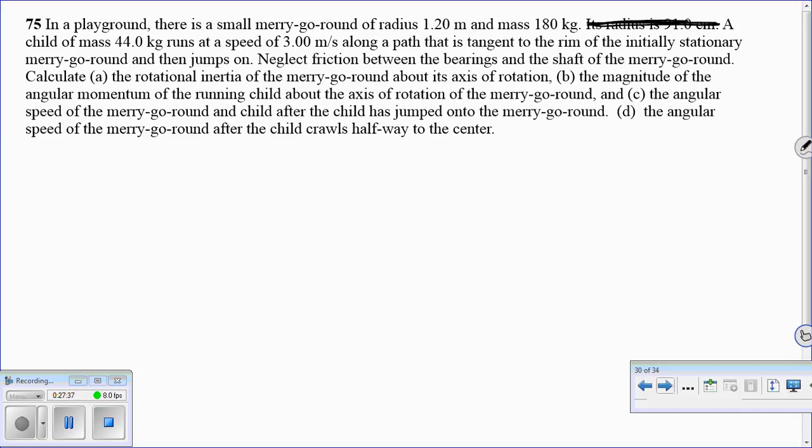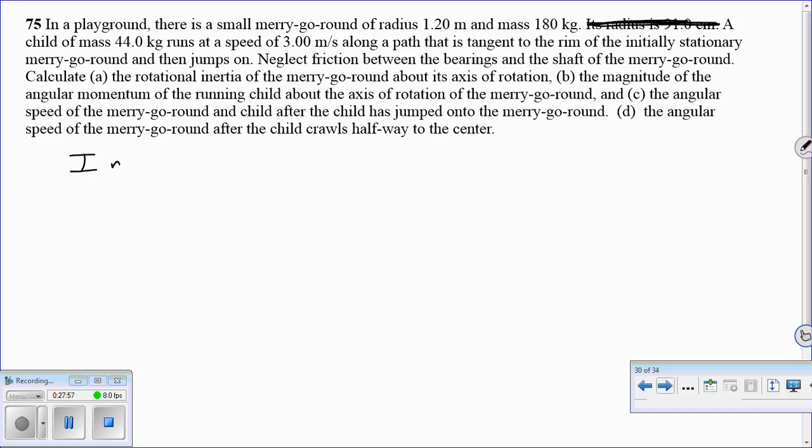And then there's a kid with a mass of 44 kilograms. He's going to run at a speed of 3 meters a second along a path that's tangent to the rim of the initially stationary merry-go-round, and then he jumps on. Neglect friction between the bearings and the shaft of the merry-go-round, calculate the rotational inertia, and so on. All right, so here's our picture.